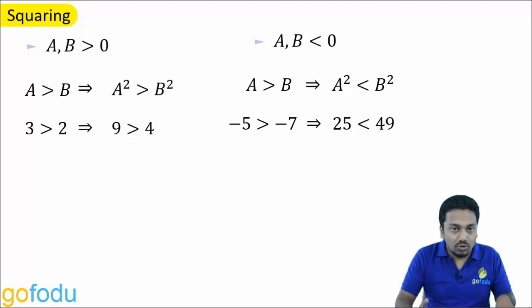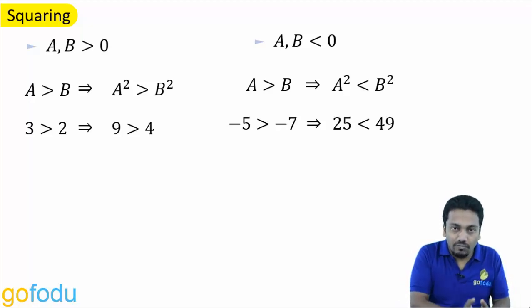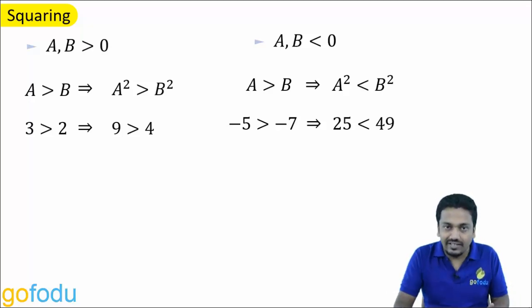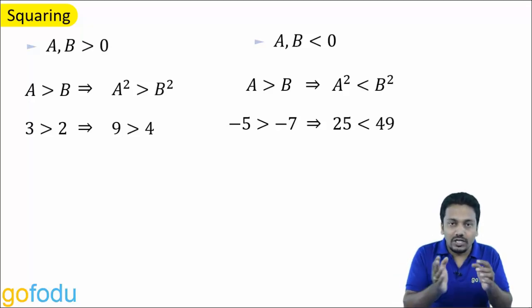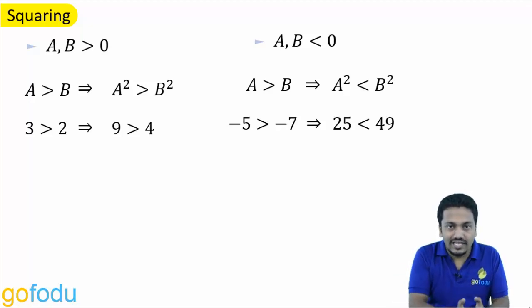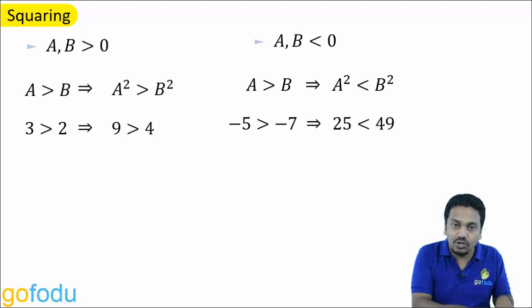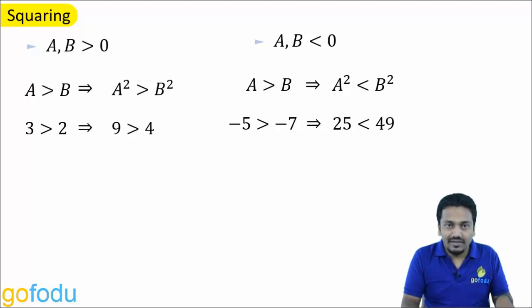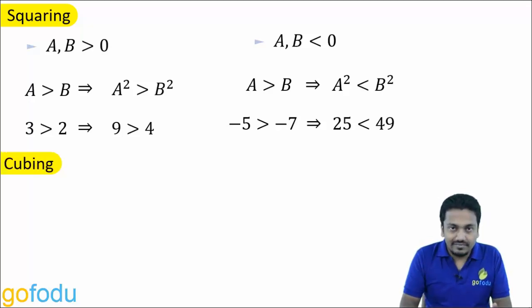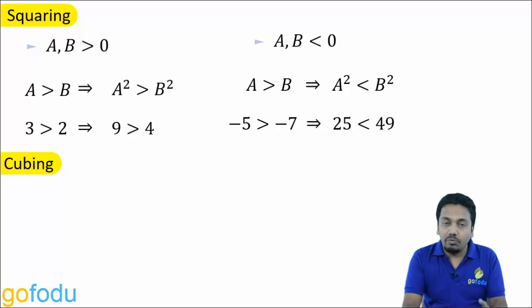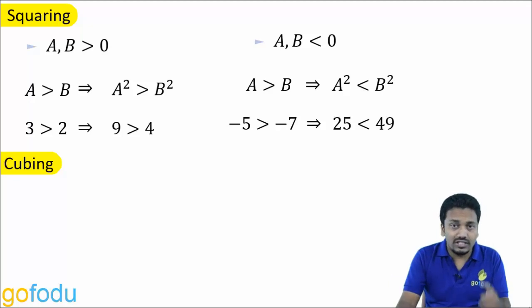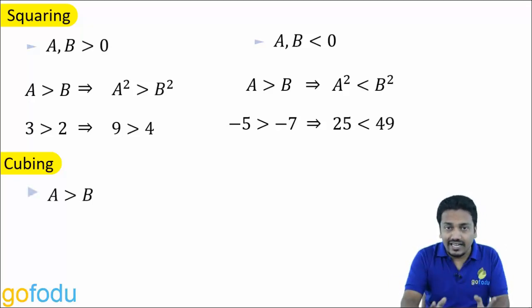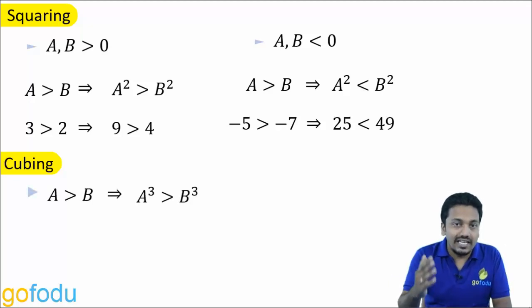If A and B are of opposite signs, means if one of them is positive and the other one is negative, we cannot make a rule for squaring on both the sides, because then the answer will also depend on the magnitudes of A and B. In case of cubing, it doesn't matter if they are positive or negative, or one positive or one negative, the other one positive or the other one negative, we can directly cube on both the sides, keeping the direction of inequality same.